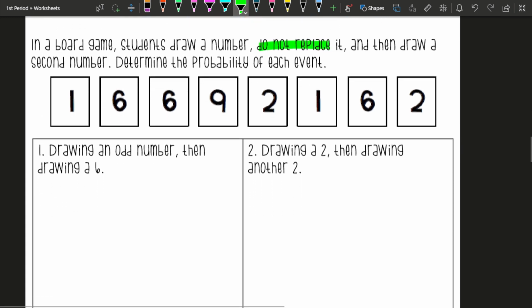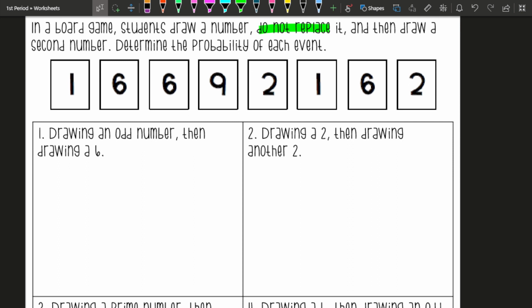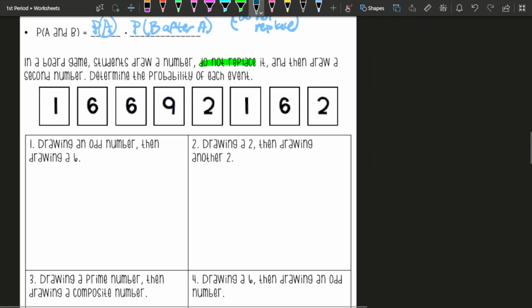Okay, so number 1, we have the board games. We have numbers 1, 6, 6, 9, 2, 1, 6, 2. It says the question 1, draw an odd number, then drawing a 6. So the first thing that we gotta do is find the total. What is the total? My total is 8. Okay?